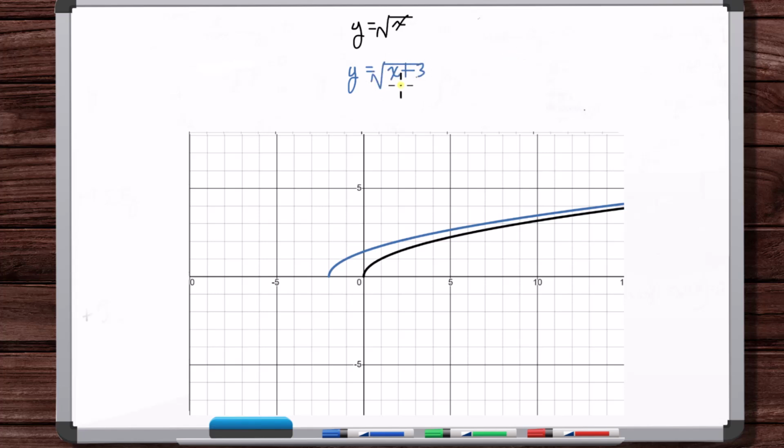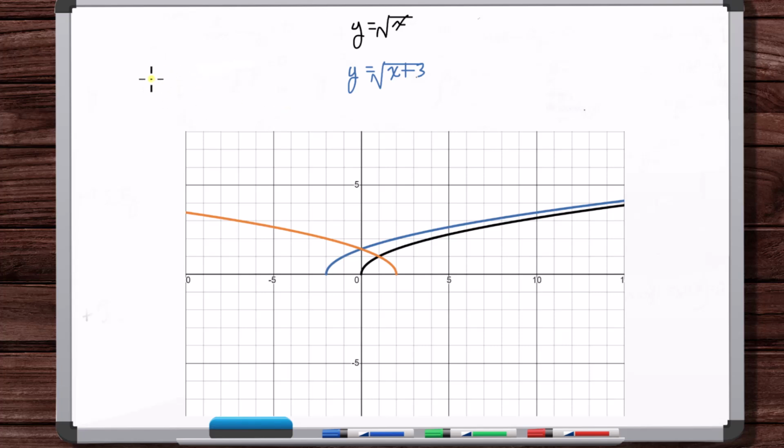Add 3 to the x term. Now, to reflect it, what we learned is that to reflect it about the y-axis, you put a minus in front of the x term, or each x, if there's multiple x terms or multiple y terms, each x or y term. Okay, like that. So there, the orange graph is square root of minus x plus 3.